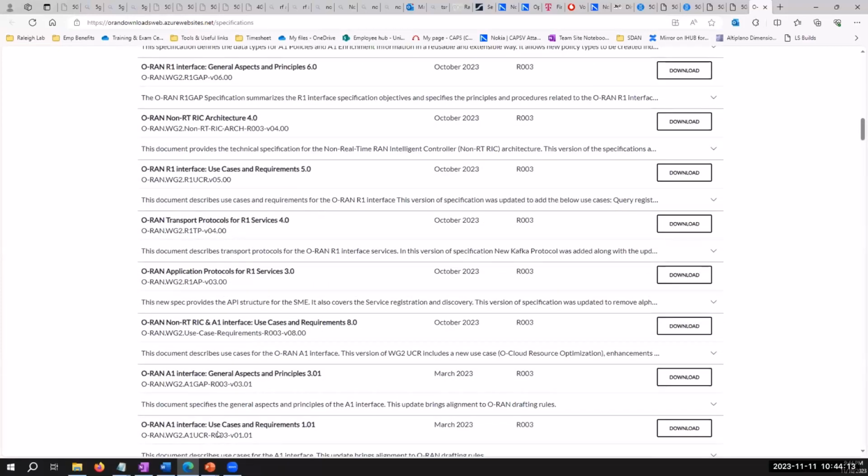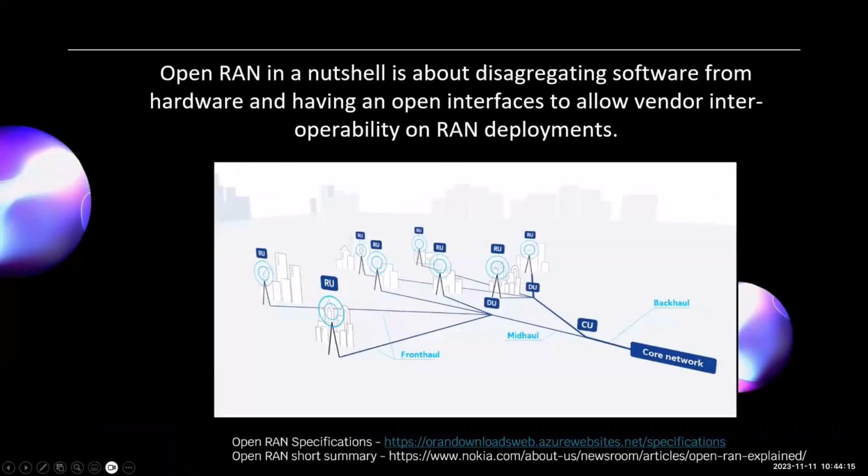Yeah, so you also have the specification there. And if you would want to understand more about Open RAN from Nokia's perspective, you have this link, Open RAN explained. I think Nokia would also release some training materials regarding Open RAN. Right now, as I know, we have the trainings for 5G. These are good materials that you could read to understand more about 5G and radio access network.